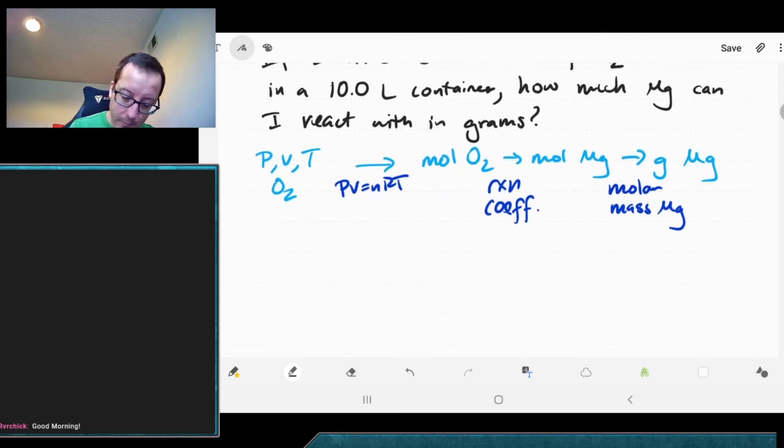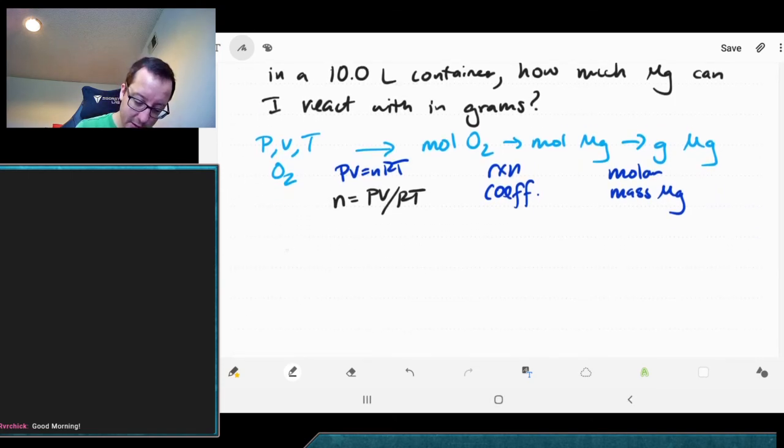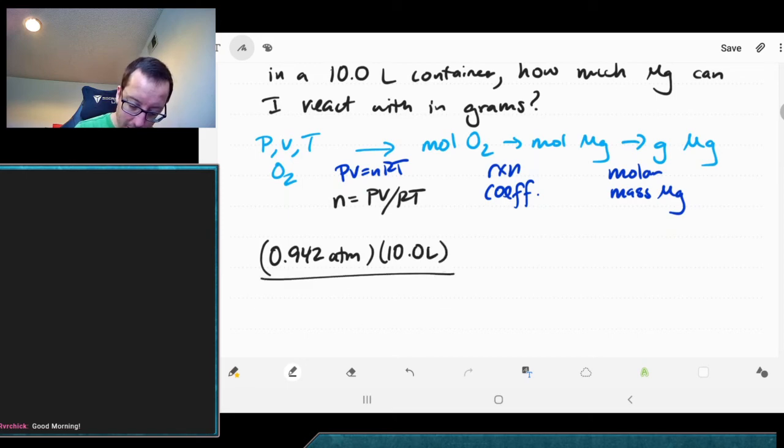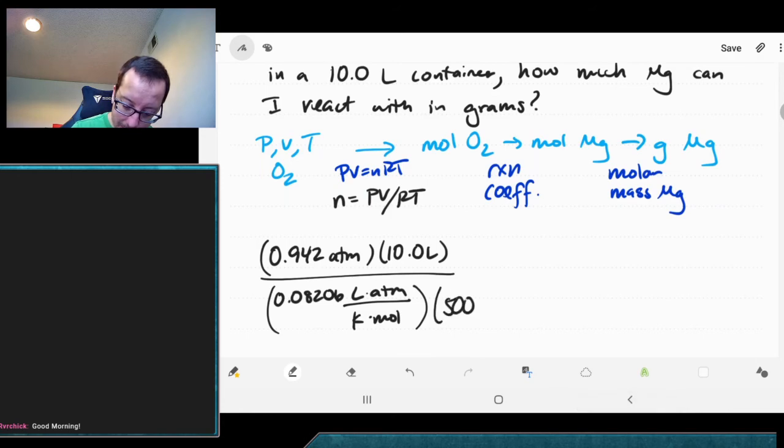So we know that n equals PV over RT, so we can get moles directly. If we do that, we have a pressure of 0.942 atmospheres times V, which was 10 liters, R, and then the temperature was what, 500 Kelvin?